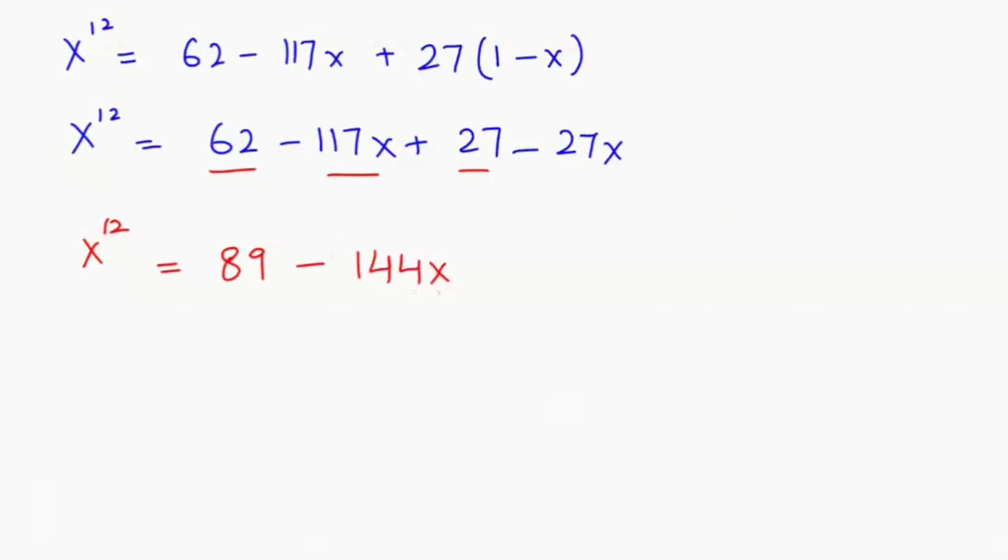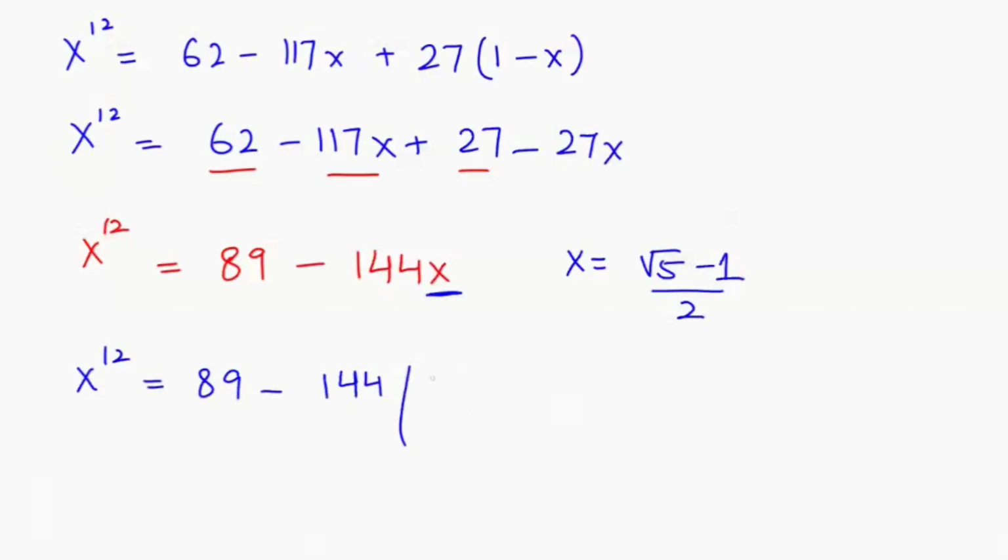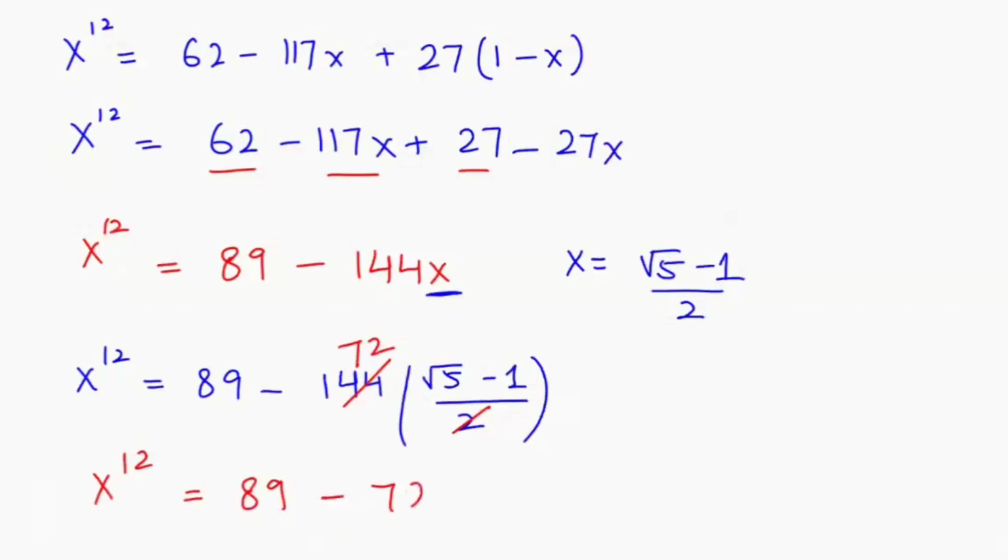Now here I am going to plug in the x value that we supposed, x is equal to (root of 5 minus 1) over 2. I'm going to plug in here 89 minus 144, and here we'll get (root of 5 minus 1) over 2. This will be reduced by 2 and will turn to 72. The next equation we will get here, x to the power of 12 is equal to 89 minus 72 times (root of 5 minus 1).